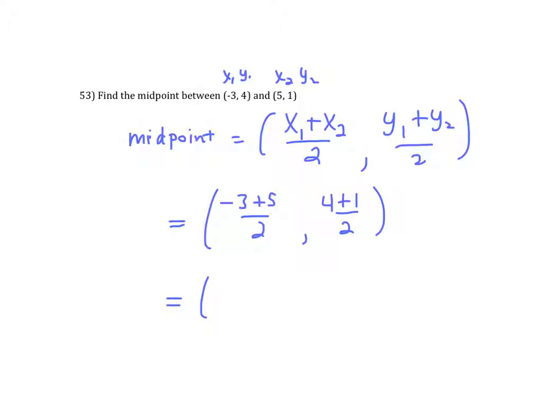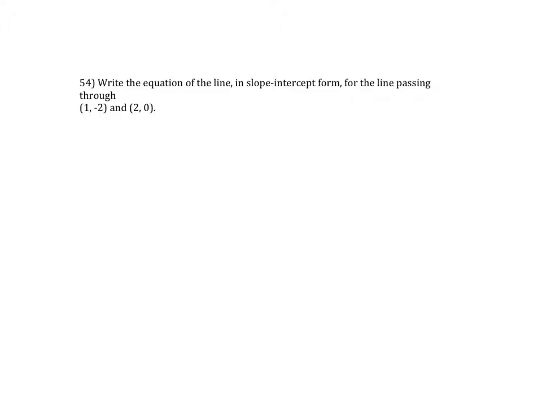Negative 3 plus 5 is 2 over 2. 4 plus 1 is 5 over 2. And we're going to simplify that to 1 comma 2.5. You can leave it as 5 over 2, or you could write it as 2 and 1/2 if you wanted to. Next, we're asked to write the equation of a line in slope-intercept form, which is y equals mx plus b, for the line passing through these 2 points, 1, negative 2, and 2, 0.